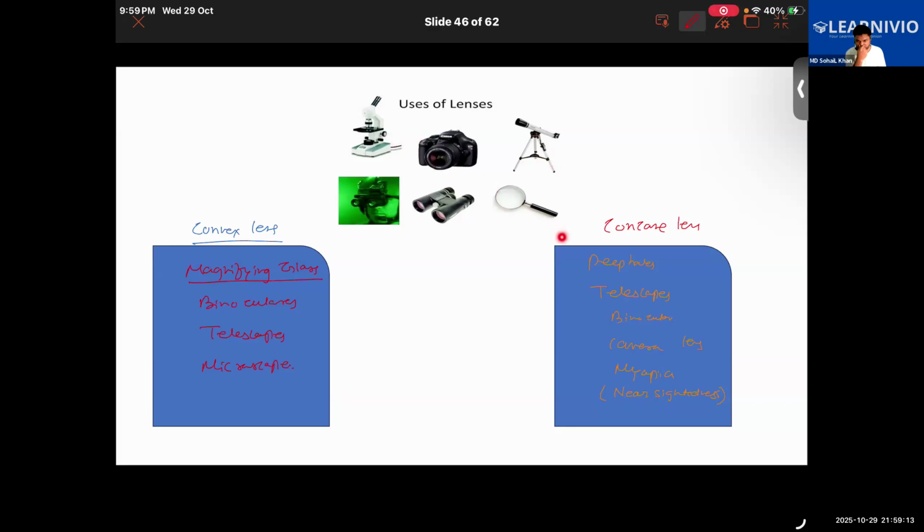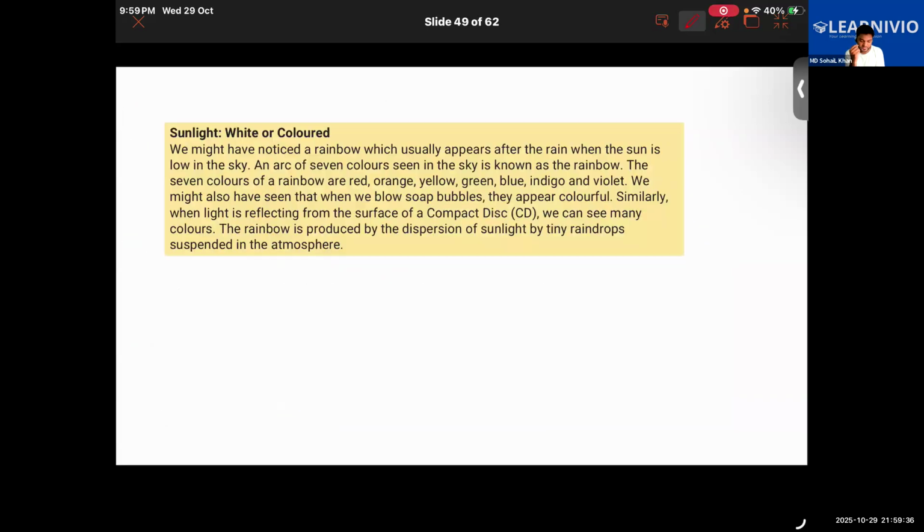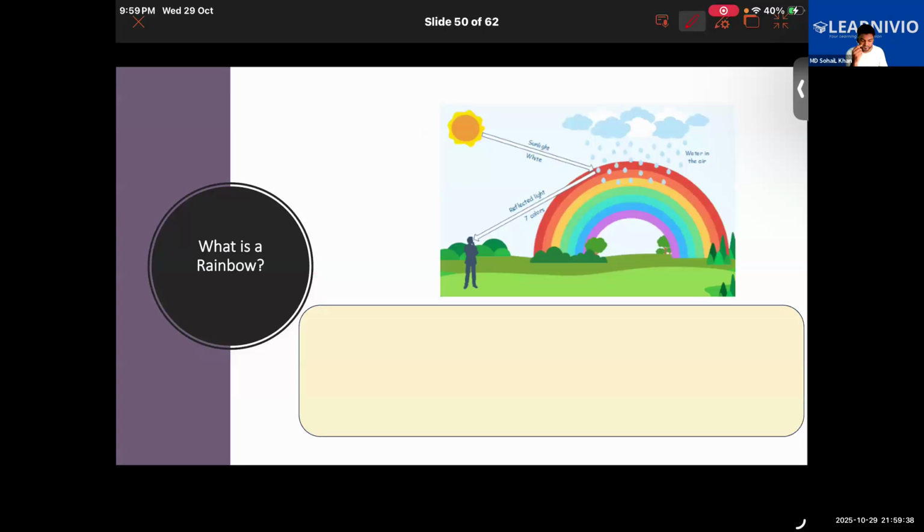As for the concave lens, it is used in peepholes, like in the doors. We have a lens through which we can look into the other side. And in telescopes, binoculars, in camera lens, and in order to cure an eye problem called myopia, there also it is used. In myopia, the people can look only at nearby objects. They can't see the far away objects.